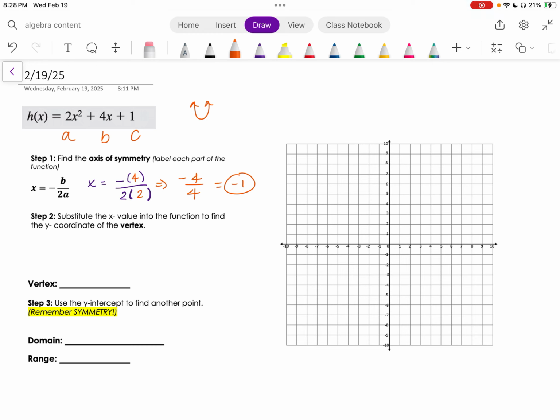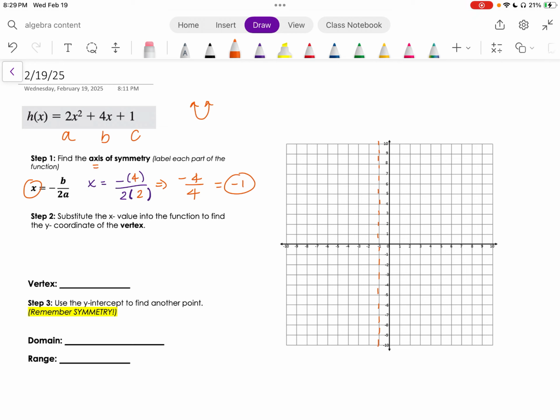So if you want to go ahead and start by drawing your axis of symmetry, you're going to make sure that you have a dotted line where x equals negative 1. Why? Because we just solved for x. This, again, is the axis of symmetry. So that means that when we start to draw our parabola, this is going to separate and cut our graph down the center.